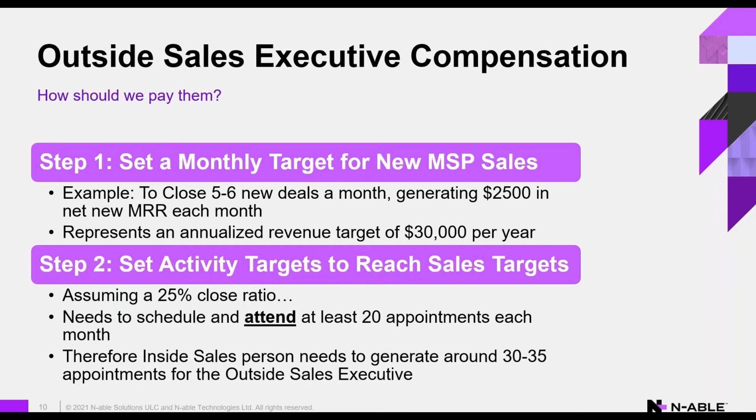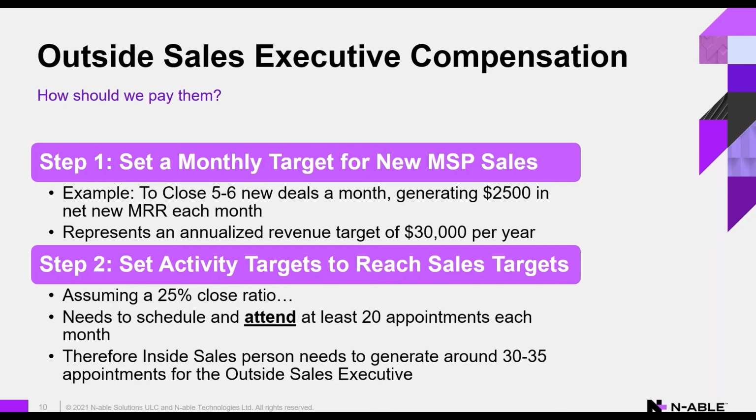Then you just put this into an annualized quota. If it's $2,500 a month in net new MRR, then that equates to $30,000 a year in annualized revenue. So first, you need to make sure that you're setting your monthly target, setting quotas for your outside person to achieve.